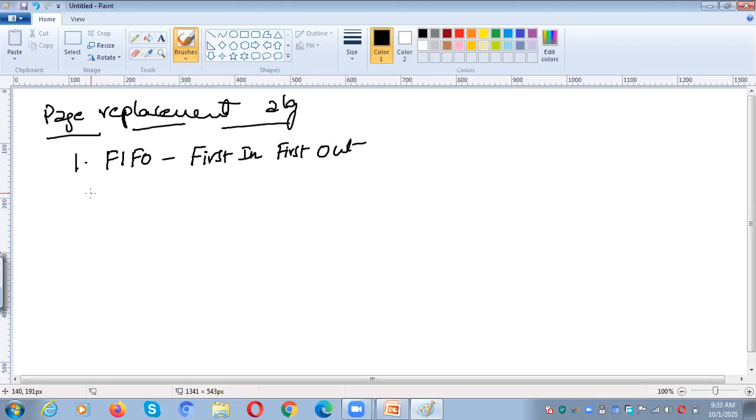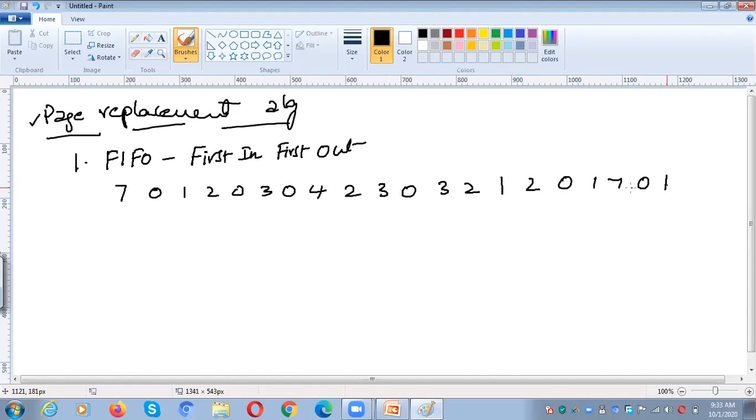Based upon the reference string, we need to solve the problem. Whenever page replacement algorithms appear in your question paper, definitely there is a reference string. What is the reference string? For example, 7 0 1 2 7 0 1 2 0 3 0 4 2 3 0 3 2 1 2 0 1 7 0 1. So this is the reference string.